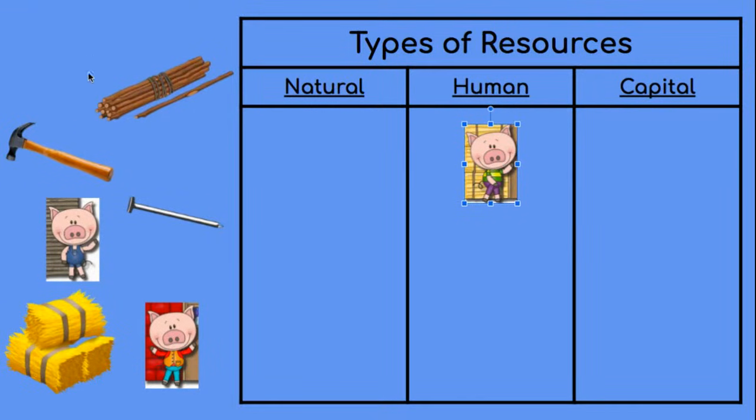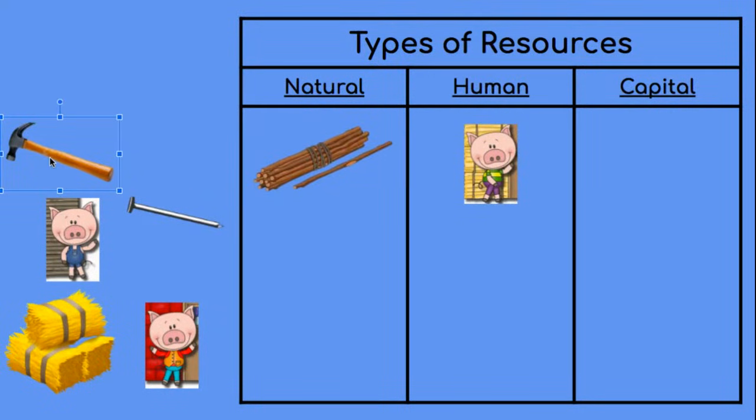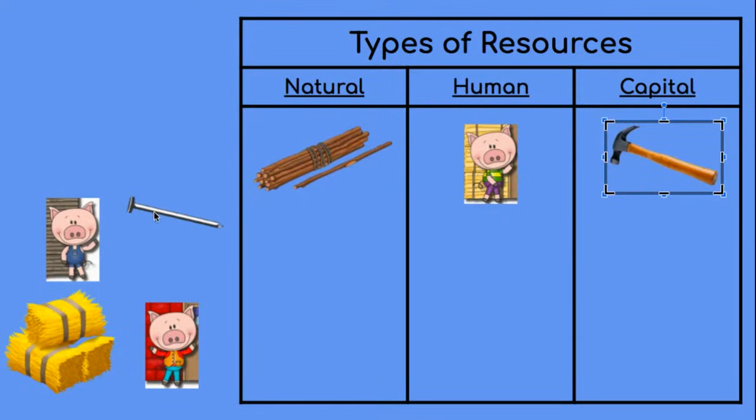He built his first house out of straw. Then we have sticks. Sticks would come from nature, so they would go under natural. Hammer. A hammer is a tool, and it's something used to build with, so it would go under capital. We then have nails. We also use those to build with, so those would go under capital as well.